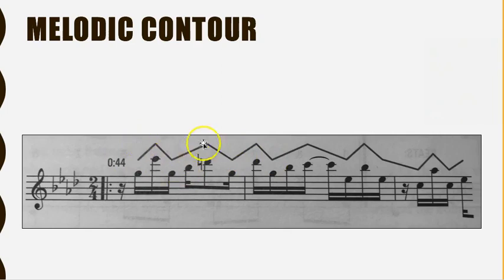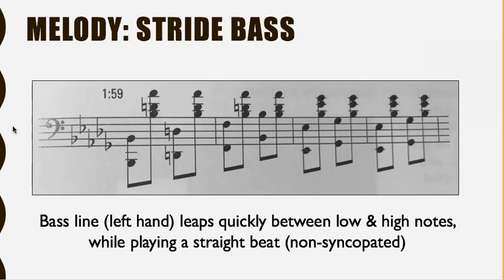And there are many ways that you could describe this contour, but it kind of does look like a mountain range. It's very jagged, very up and down, kind of zigzag-like. It's certainly not a smooth, gentle contour. So that's kind of the sound that you would expect out of a banjo as well.